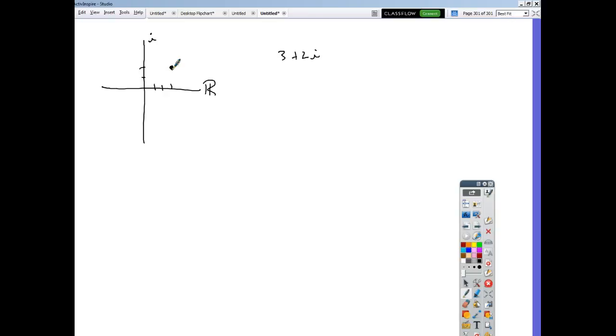It's called a complex plane because it has both a real part and an imaginary part. Okay, so that's how I graph that spot. Here, we got it? Okay. Yes, sir.